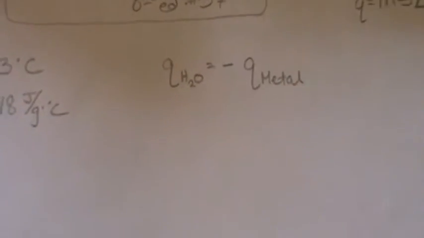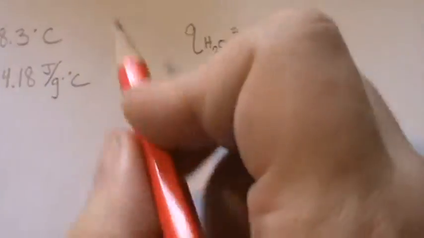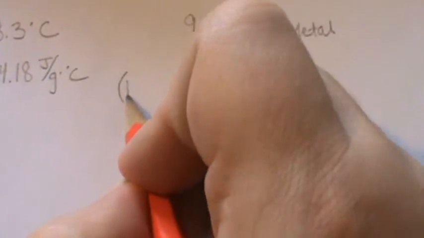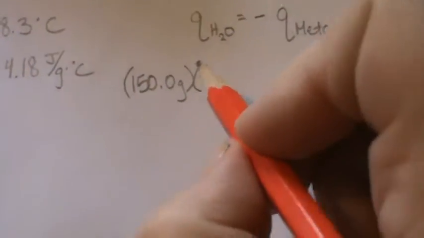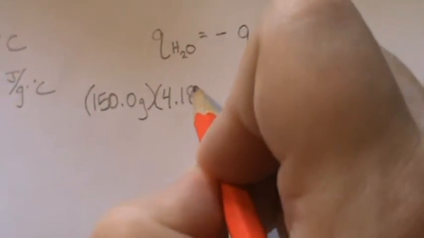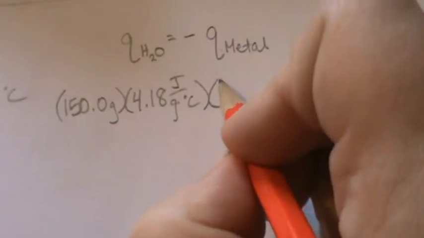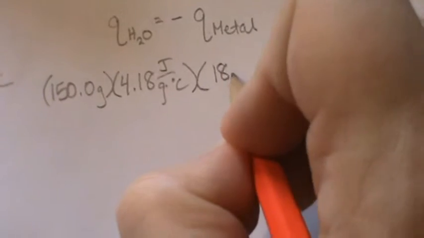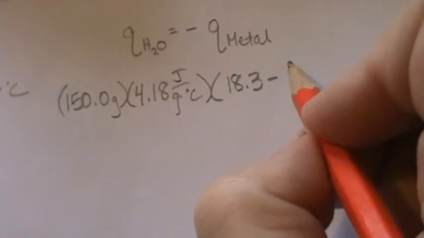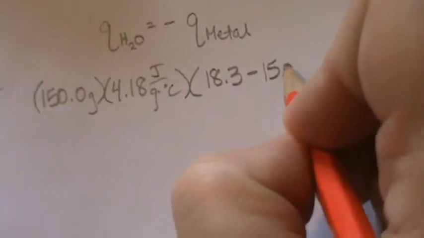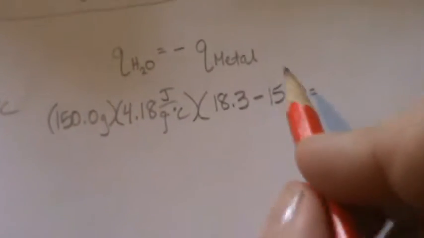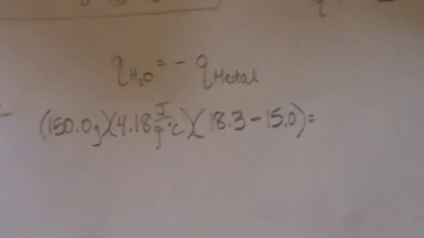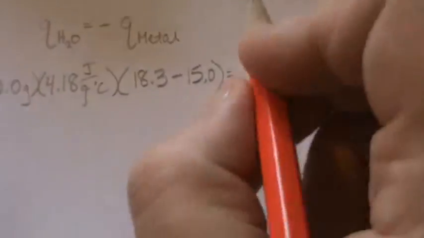All right, so we set this and we say, okay, well, the mass of my water is 150 grams, and the specific heat of my water is 4.18 joules per gram degrees Celsius, and T final is 18.3, and T initial is 15. Okay, T final minus T initial gives us our delta T. All right, now let's come over and do the metal.